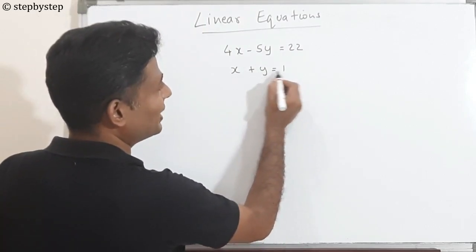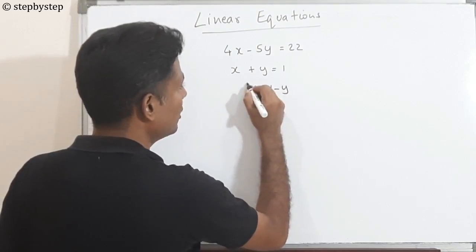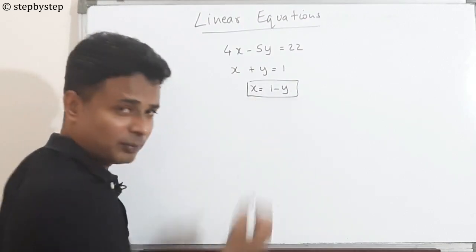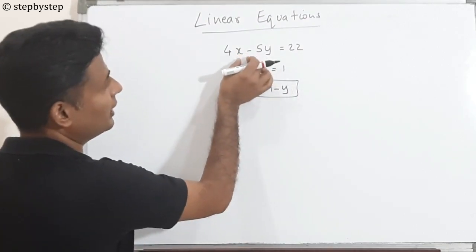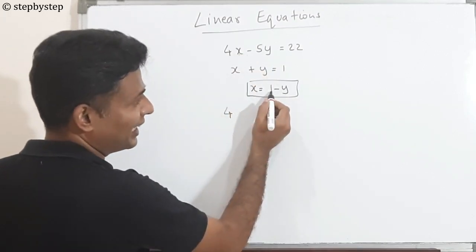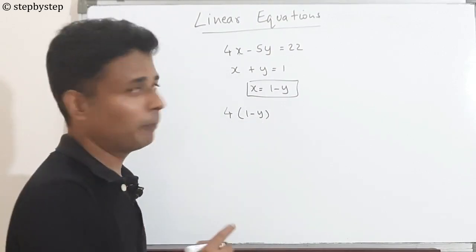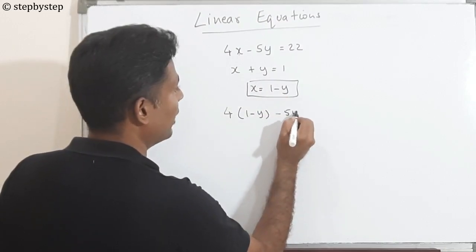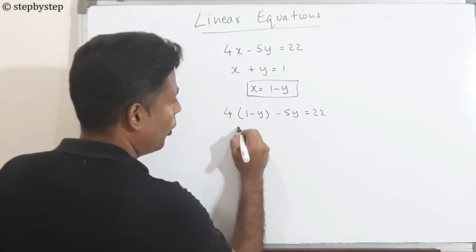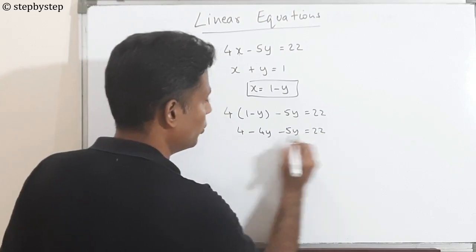What do we have? x plus y equal to 1. So x is equal to 1 minus y directly. We got this. Now I got x in terms of y. This I'll substitute in the first equation. So what is it? 4 into x, but x is how much? 1 minus y. Don't forget to put the brackets. Minus 5y equal to 22. So 4 minus 4y minus 5y equal to 22.